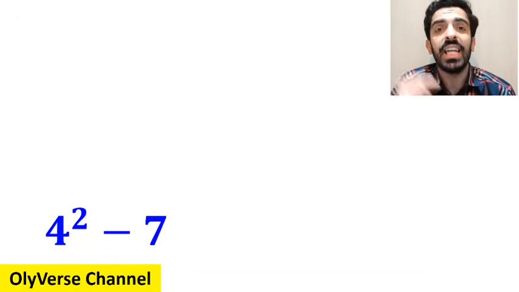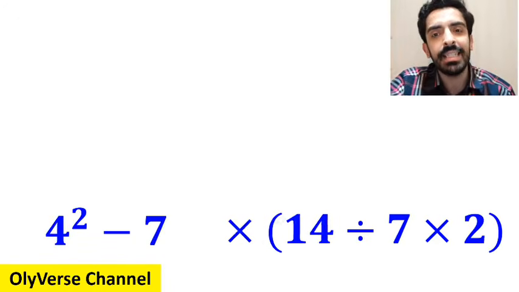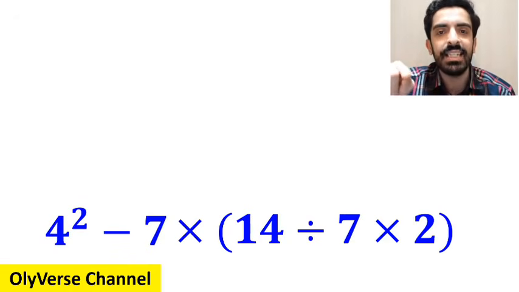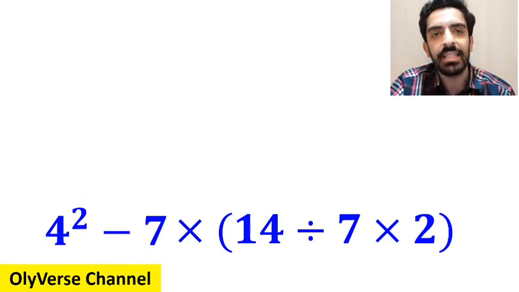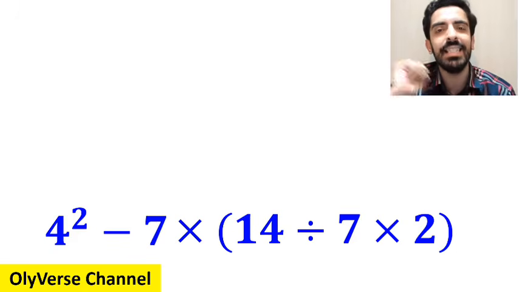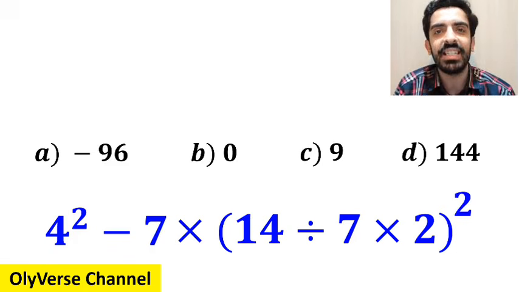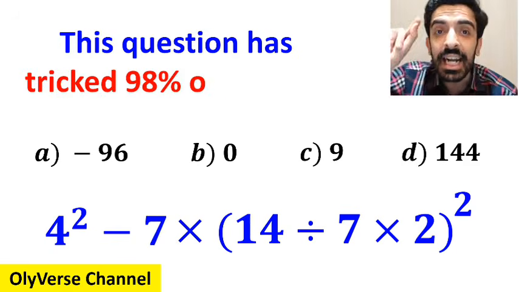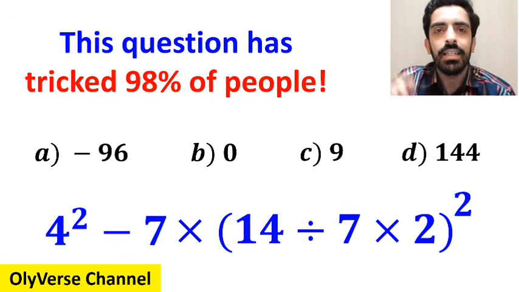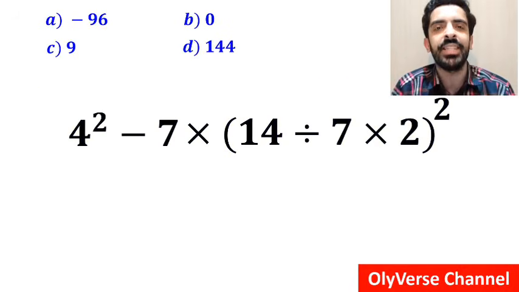What is the value of the expression 4 squared minus 7 times (14 divided by 7 times 2) all squared? Which option do you think is the correct answer to this question? This expression has tricked 98% of people. Let's go step by step and solve it together.